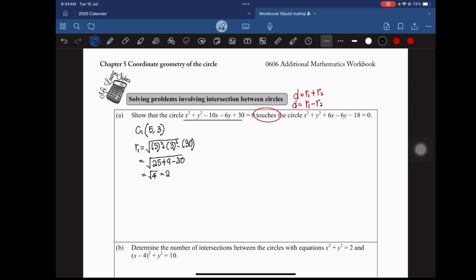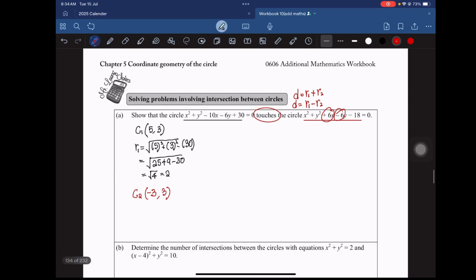Okay? This one we learned before from the previous part. Now the other one that we have is for this circle, x squared plus y squared. From here, I can see that my center C2, because it's plus 6, becomes negative 3, comma, minus 6, so it becomes 3.